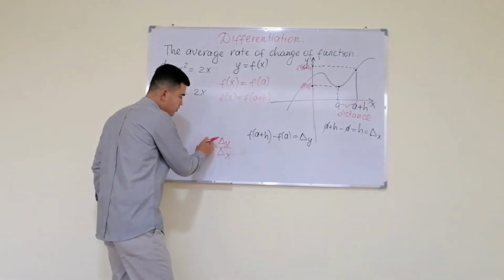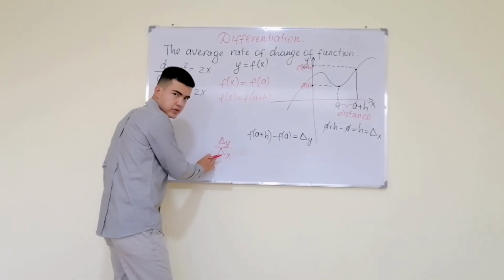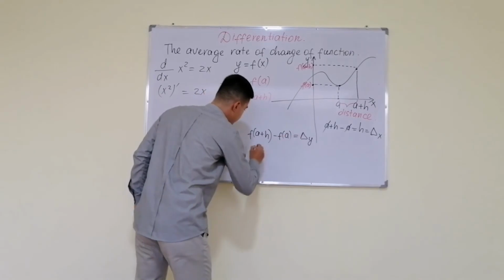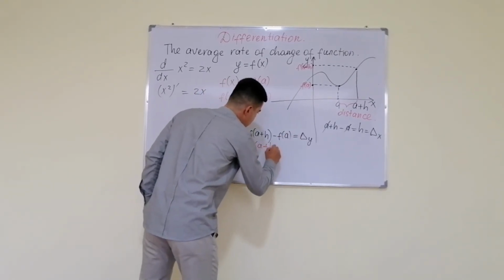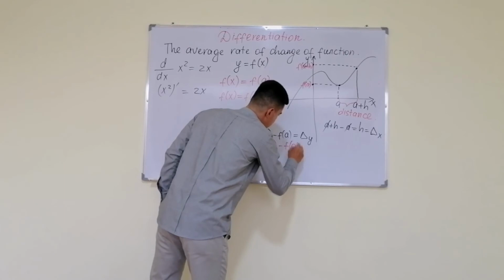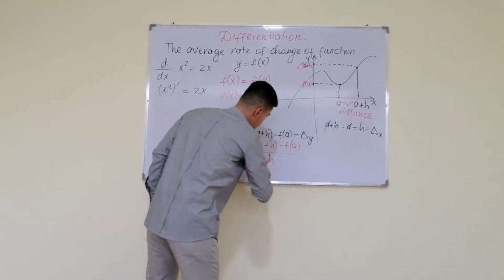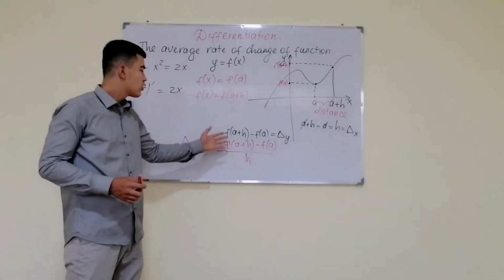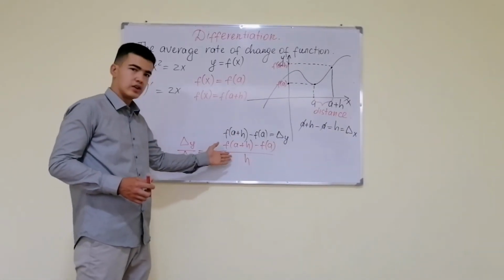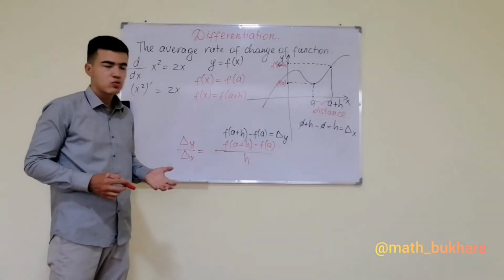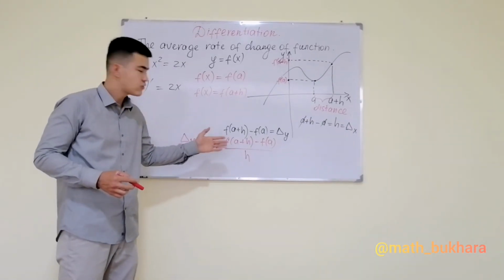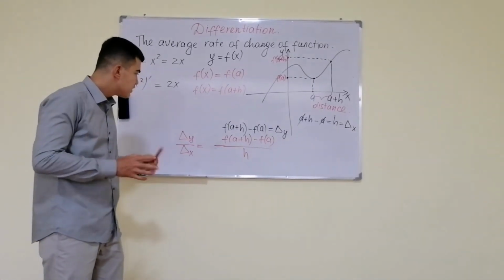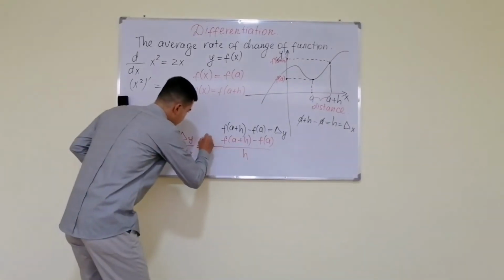The first goes delta y and then delta x, remember? And here goes the formula: f(a plus h) minus f(a), over h. As you see, here goes the formula. It's called the average rate of change of a function. So we have this kind of questions which are similar to this topic. Now we can add something different here, like this.